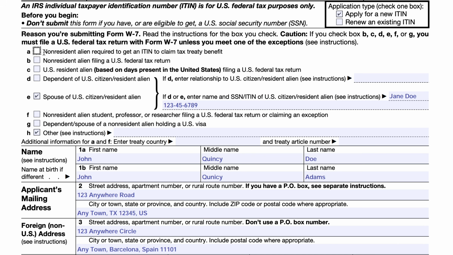So in box D, that's if you're a dependent or if you're filing this on behalf of a dependent, then not only would you put this information here, you would also enter the relationship to the U.S. citizen. So a dependent is never a spouse, which is why D and E are in 2 separate areas, but you would indicate like son, right? So this is someone who can be claimed on a tax return in the United States, but is not eligible to get a Social Security number.